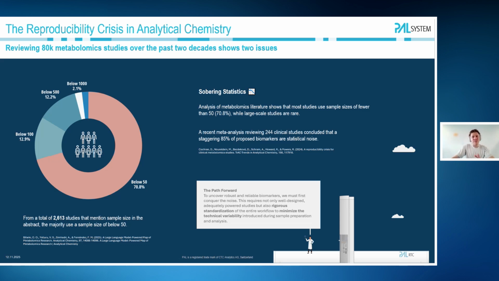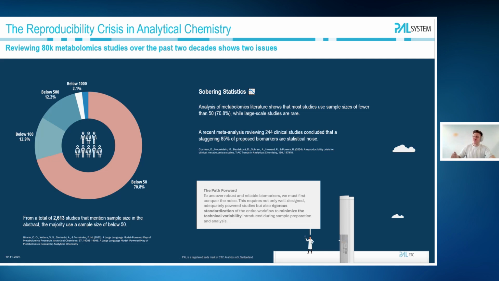Well, a recent review of 80,000 metabolomic studies, detailed in Analytical Chemistry, points to a key issue: small sample sizes. As you see in the figure, from a subset of these 80,000 that mention sample size, over 70% of studies used a sample size below 50. When we now combine these small underpowered studies with the high variability from manual step-by-step lab work, we get data that's hard to trust and often impossible to reproduce.